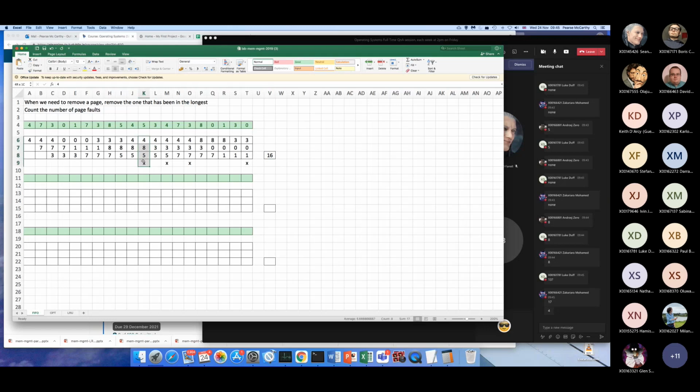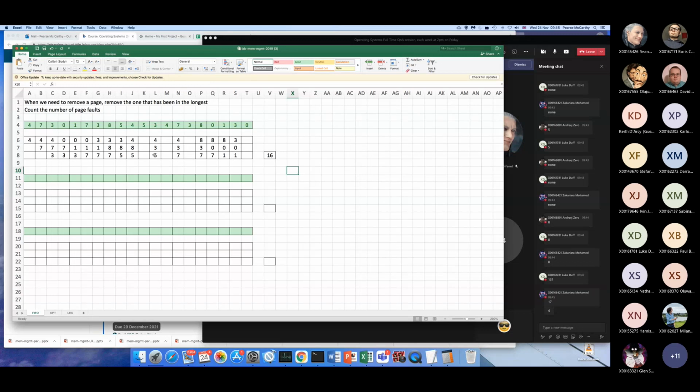As I say, some people do it this way, and they end up with something that looks like this. And then they literally go 1, 2, 3, 4, 5, 6, 7, 8, 9, 10, 11, 12, 13, 14, 15, 16. There's loads of ways you can do it. But that is worth marks, so make sure you get it right. And don't add up the other ones. They're the only times you didn't get a page fault. So that's FIFO, which is reasonably straightforward.